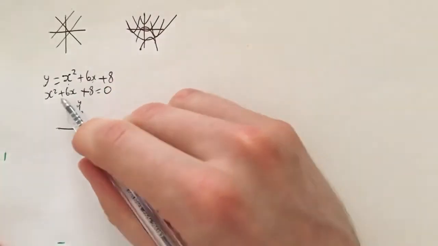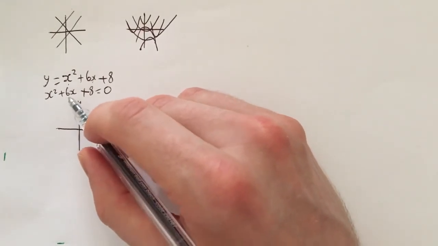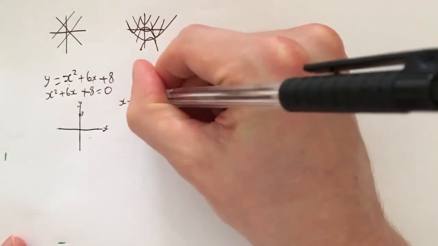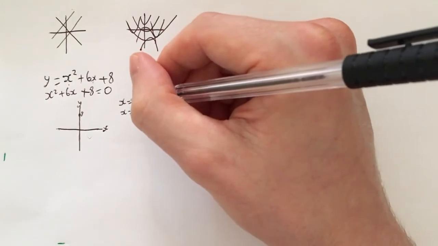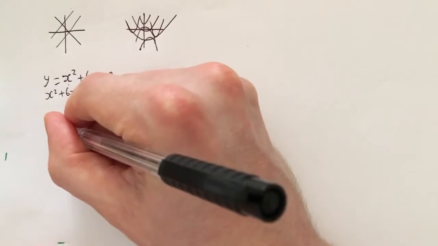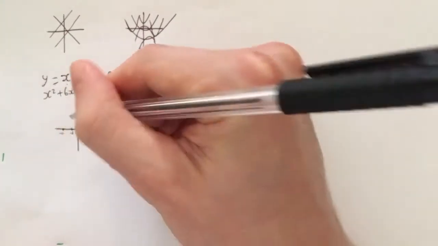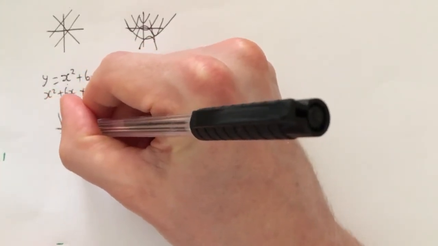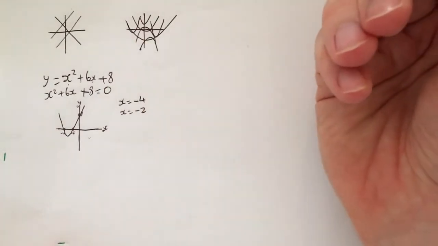So I'm going to tell you what these answers are, and then you'll see in F1, F2, F3 how you can do it yourself. The answers for this are x equals negative 4 and x equals negative 2. Again, I'll talk about how I got there later on in the video. X equals negative 4, I'm going to place around here. X equals negative 2, place around here. So my quadratic graph will look a little bit like that. So that's an example of a quadratic graph.